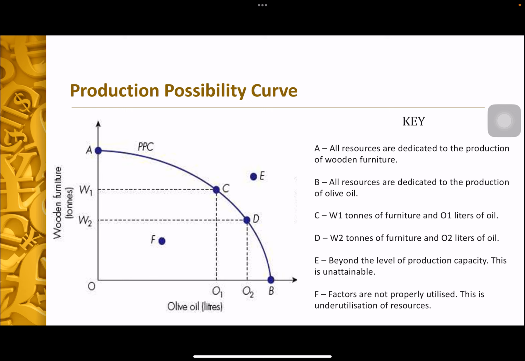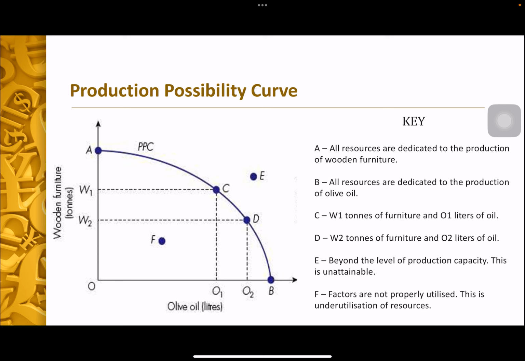Now there are two more points, that is E and F. You can see A, B, C, D lie on the production possibility curve or production possibility frontier. But E is outside that production possibility curve. This shows that point E, with the current available resources or current production capacity, is unattainable.